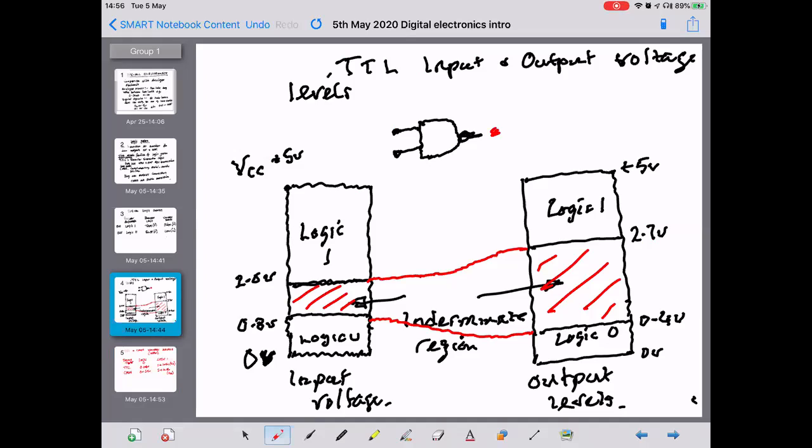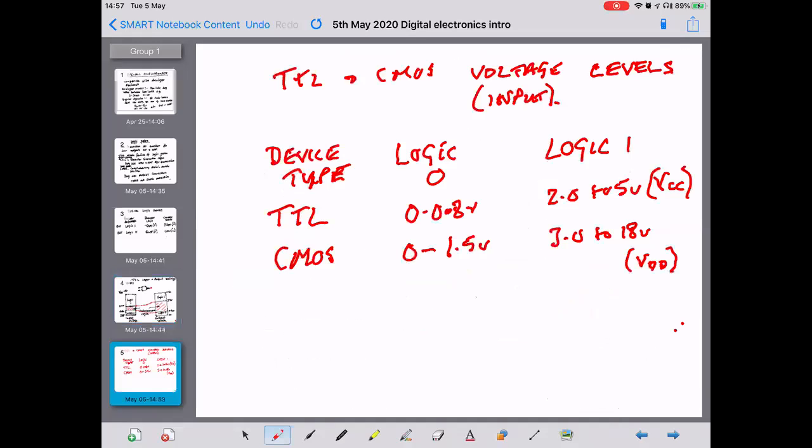To summarize the different voltage levels used for the two different types of circuitry, TTL and CMOS: TTL logic 0 is between 0 and 0.8 volts, and logic 1 is 2 to 5 volts, and CMOS logic 0 is 0 to 1.5 volts, and logic 1 is 3 to 18 volts.